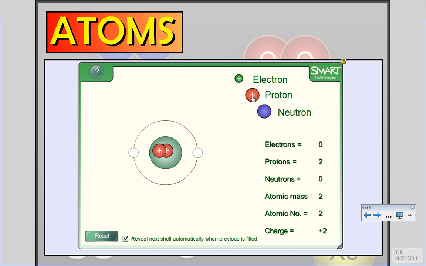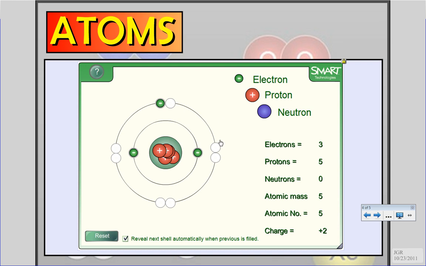1, 2, 3, 4, and 5. As we put 5 protons in the nucleus, we can see that the charge of the atom is +5. So in order to balance out this charge, we need 5 electrons. So we have to put some electrons here. 1, 2, and right now we have 2 electrons, and 2 electrons and 5 protons gives us a +3 charge. So now we have to add 3 more electrons.